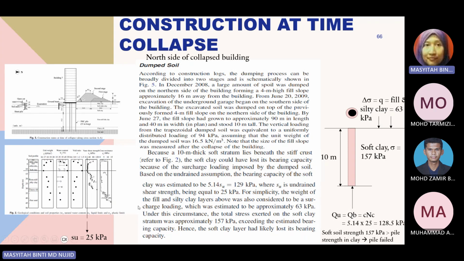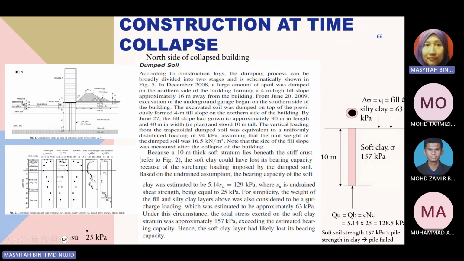As for the Su, you can see on the left side here, from the vane shear strength in the site investigation report at 10 meters, you can get the value Su equal to 25 kPa. Look at the bottom image on the left side, Figure 2, geological conditions and soil profile: natural water content, liquid limit and plastic limit. From the graph, vane shear strength at 10 meters for soft clay, the undrained shear strength Su is equal to 25 kPa. So 5.14 times 25 kPa, you can get 125 kPa.